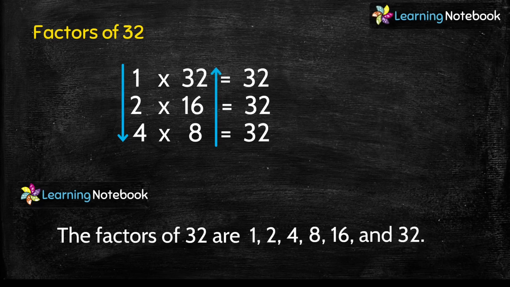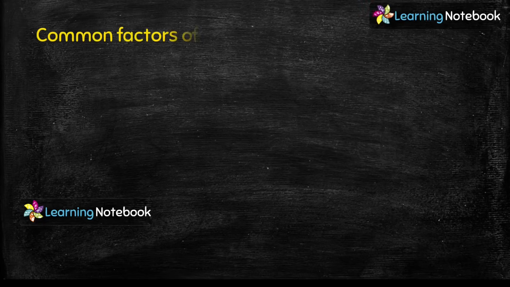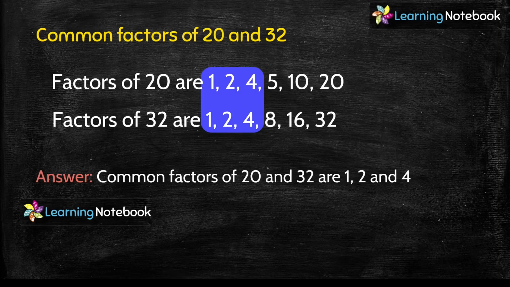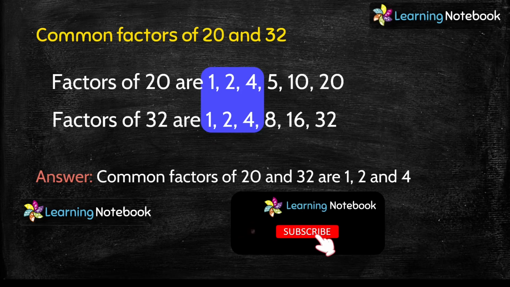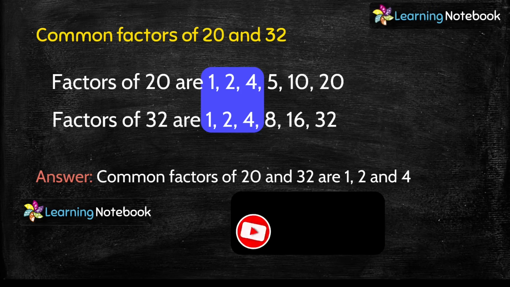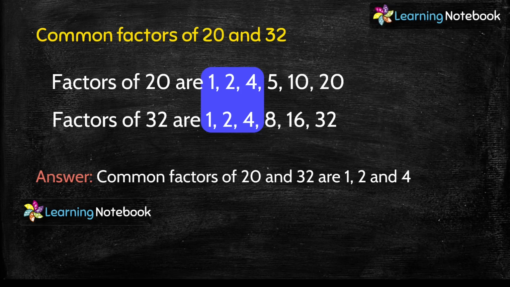So now we have found the factors of 20 as well as factors of 32. Now students, what are common factors of 20 and 32? Let's see. Common factors are 1, 2 and 4. So let's write. Common factors of 20 and 32 are 1, 2 and 4. So students, this is how we can find common factors of given numbers.